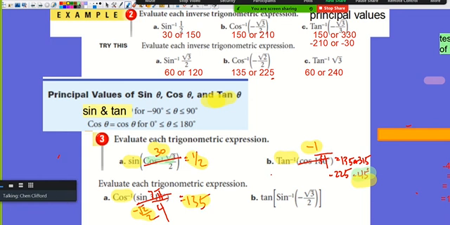So let me side hustle it. We get a 240 and a 300. None of them fit this criteria, so we find the coterminal angles. We get negative 60 and we get negative 120. All right, and we see which one fits the criteria, and the answer is going to be negative 60.